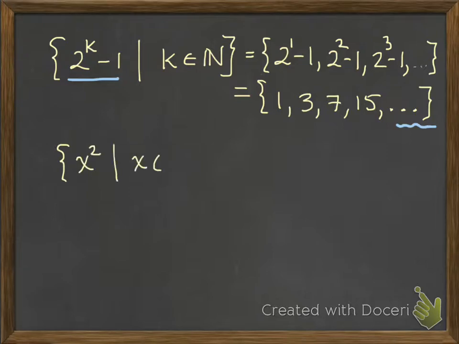Another example might be the set of all x squared such that x is a real number. Now this one, I can't just start with the smallest real number and then go through them all in order, the way I could with the natural numbers. With the natural numbers, you can count 1, 2, 3, 4. With the real numbers, there are real numbers all over the place. There's no smallest real number, there's no largest real number. In between any two real numbers, there's always more real numbers, so they're not in a nice, well-ordered set.